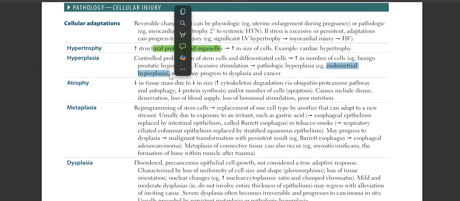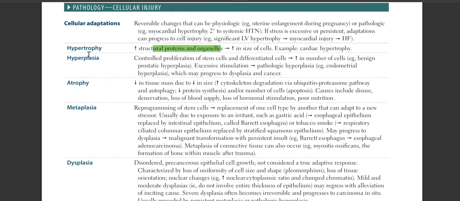But if it increases in size too much, do you think there is a problem if we give the endometrium too much estrogen? Yes, it would hinder its normal functions. But do you think it increases the risk for something? Cancer. Yes, endometrial cancer. Endometrial cancer is because of an increase in estrogen. So it's not only metaplasia which gives cancer, even hyperplasia can give you cancer. Any kind of cellular adaptation, if it's too severe, will lead to cancer.